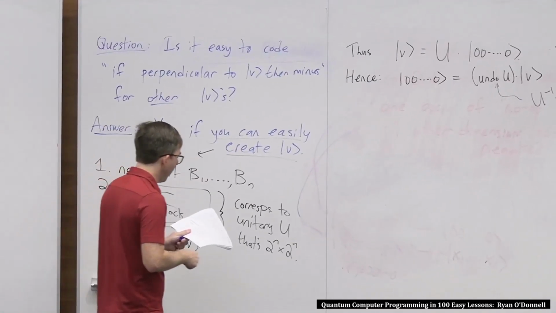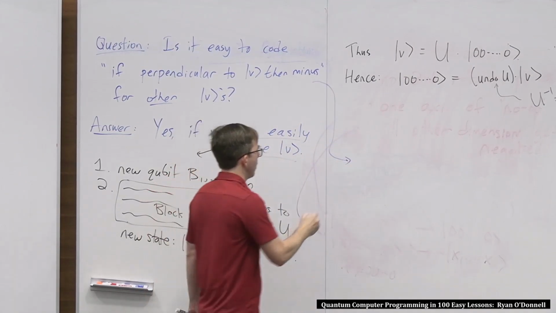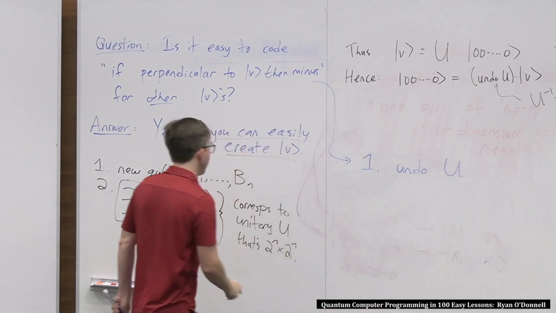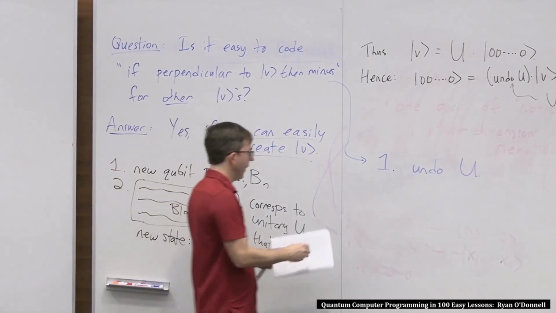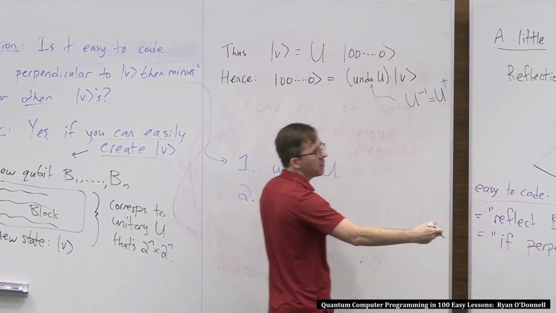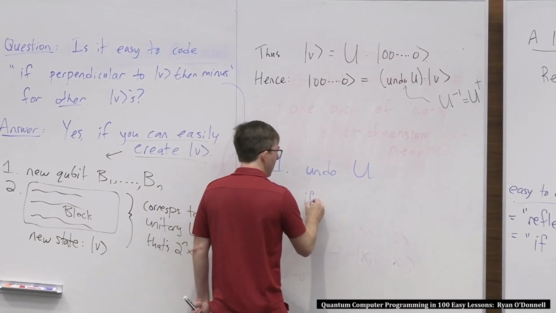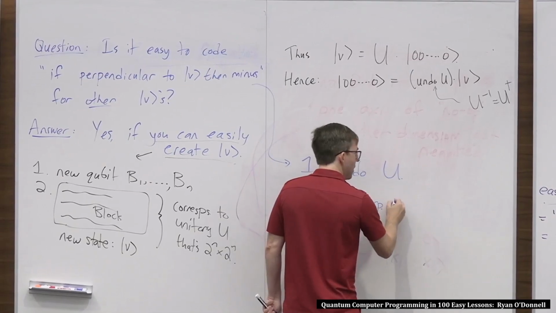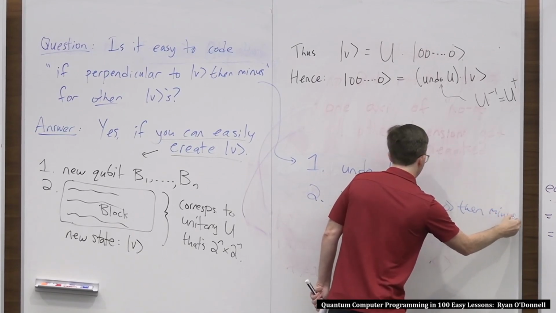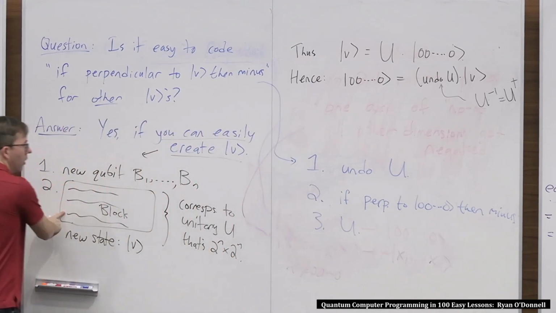So I'll write it. In order to do this instruction, it's 3 steps. 1, let me write it and then I'll say it. Undo u, which basically means run this block of code backwards. And then 2, you do this instruction. This is like if b1 or b2 or ... or bn, then minus. We know how to do that. So we do this instruction, which I'll use by this name, if perpendicular to all zeros, then minus. And then we do u. We just do u. In other words, we run this block of code forwards.